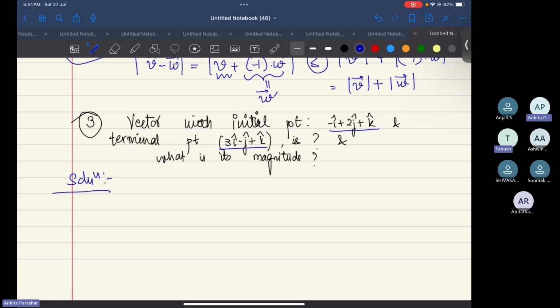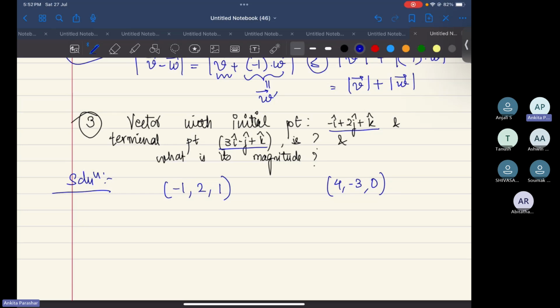And how do you write this terminal point in the coordinate form? 4 comma minus 3 comma 0. I think this is what you want to say is the final vector, but I'm asking about the initial point. So how would you write the initial point as an element of R3? Minus 1 comma 2 comma 1. Right, but you have to take the difference with the terminal point first.